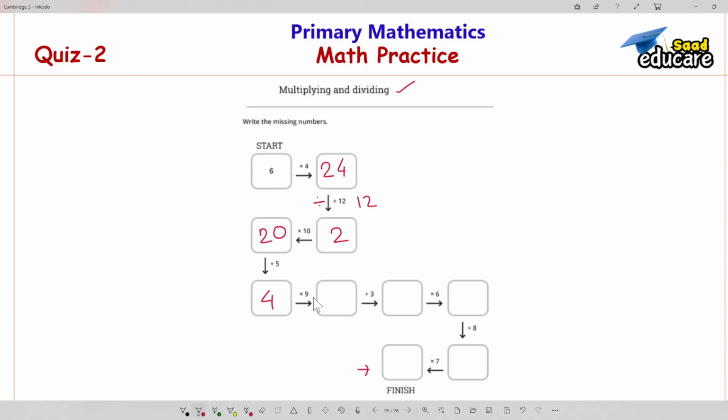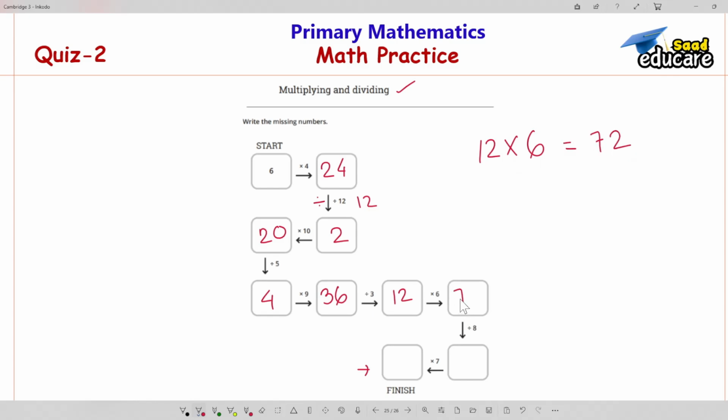4 times 9, what will be the answer? 4 times 9, it means 36. Then 36 divide 3, it will be 12. 12 times 6, not 9. It will be what? 72.